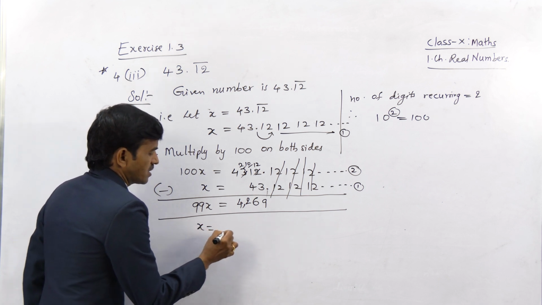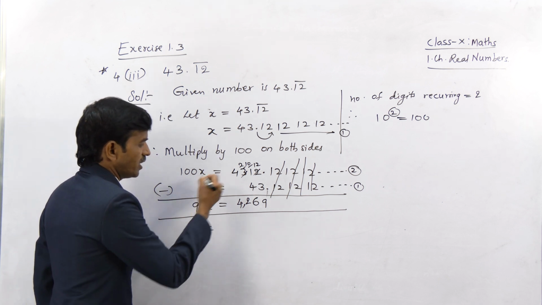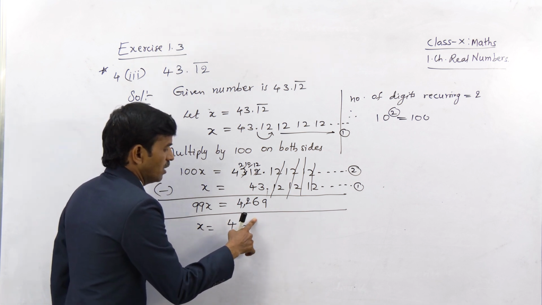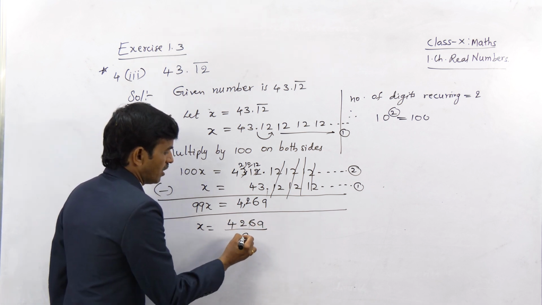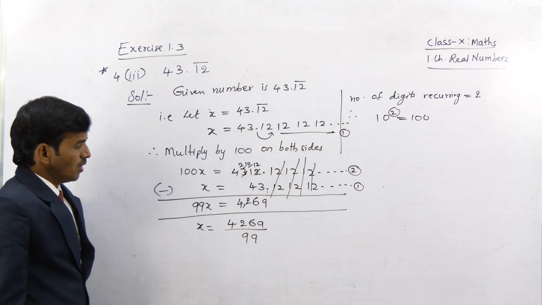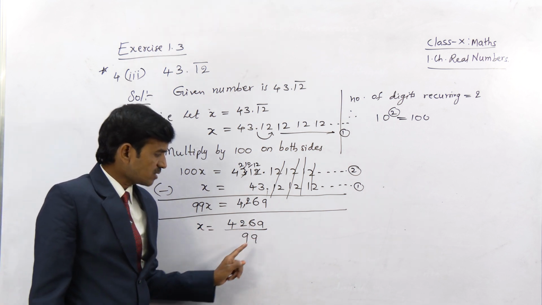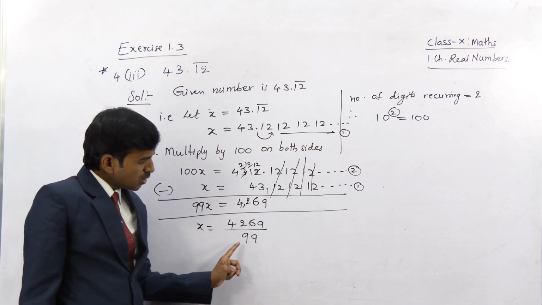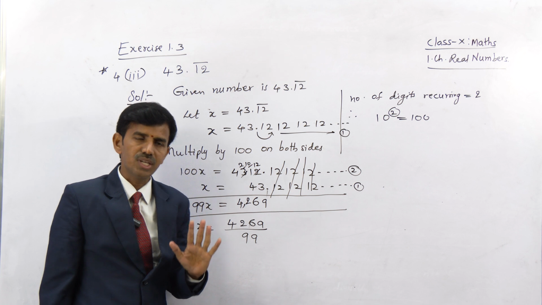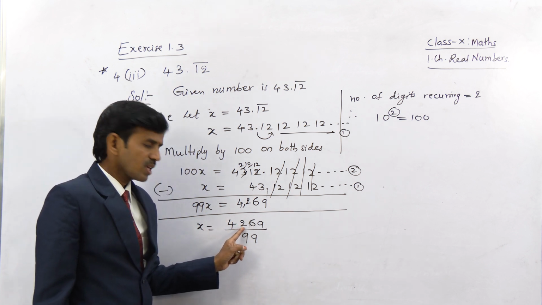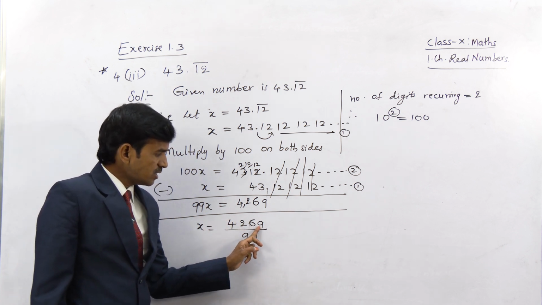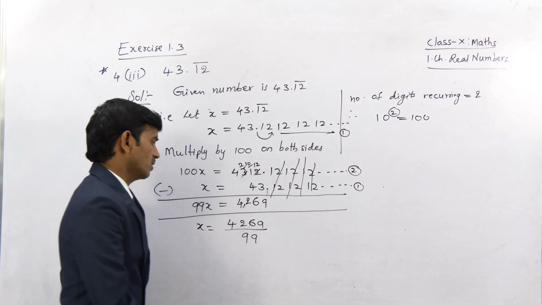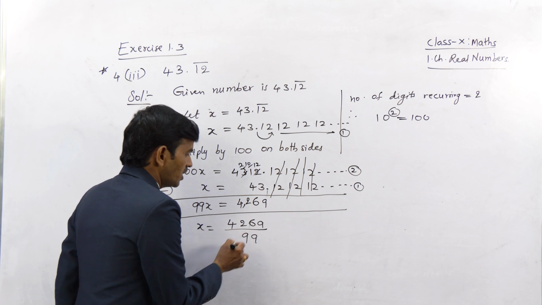Then x can be written as x is equal to 4269 into 99. If you transfer this side, it becomes 4269 by 99. So with which common factor can it be cancelled, we can check. Whether the denominator is divisible by 3 according to the rule of 3. What about the numerator? Check the sum of the digits. It is divisible by 3. 4 plus 2 is 6, it is also divisible by 3. So we can cancel it with 3.